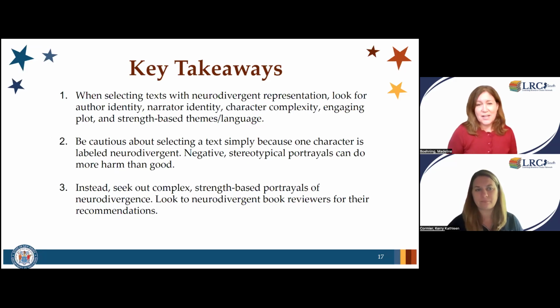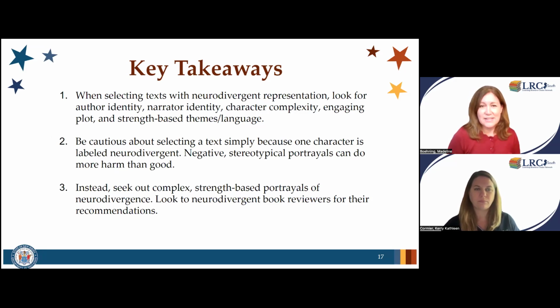So we'll think about the key takeaways from this particular session. I want you to think about when selecting texts with neurodivergent representation, look for author identity, narrator identity, character complexity, the engaging plot, and strength-based themes and language. Also, be cautious about selecting a text simply because one character is labeled neurodivergent. There are many negative stereotypical portrayals that can do more harm than good. Instead, seek out complex, strength-based portrayals of neurodivergence. Look to neurodivergent book reviewers for their recommendations.